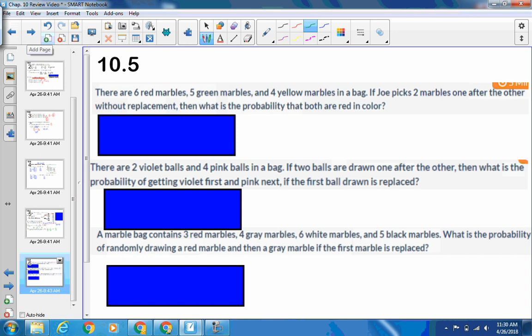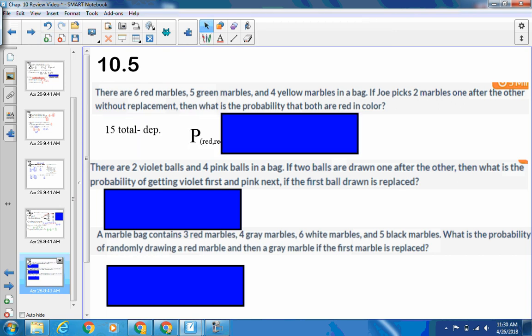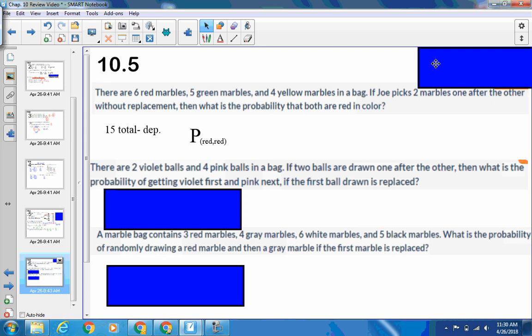Okay, and then in our last section, I just wanted to remind you that it's a good idea to keep track of your total in each problem and what you're really trying to find. So for the first one, I'm trying to find a dependent event, meaning there's going to be 1 less the second time we pick a color out of 15. So the first time we do red, we have 6 out of 15. And the second time we do red, we end up with 5 out of 14. And I'm going to do a lot of simplifying here to get to my final answer, which ends up being 1/7.